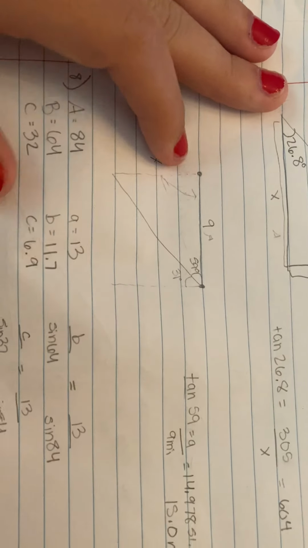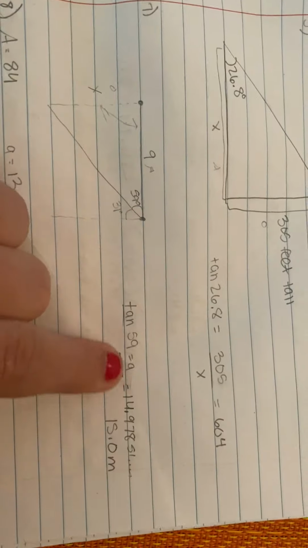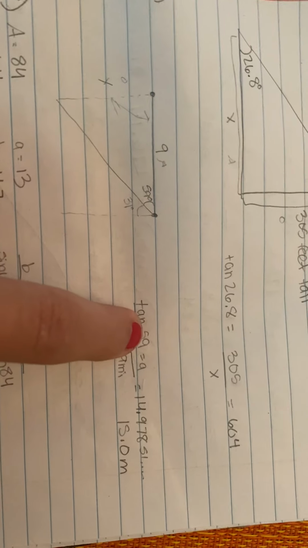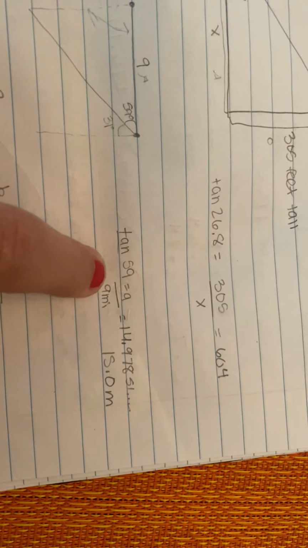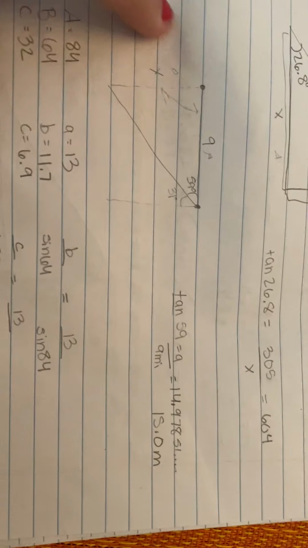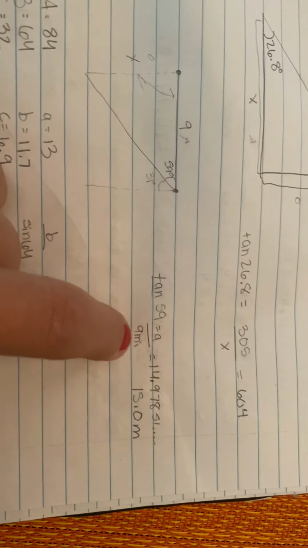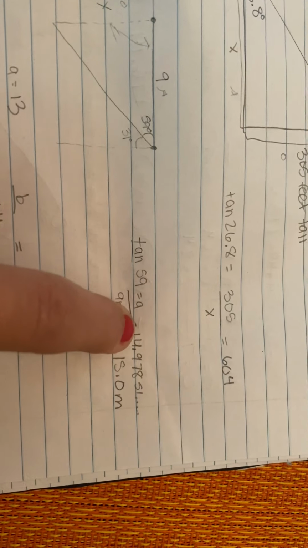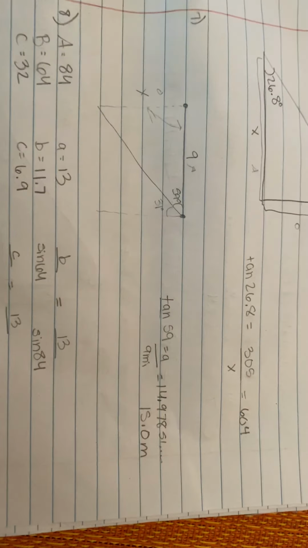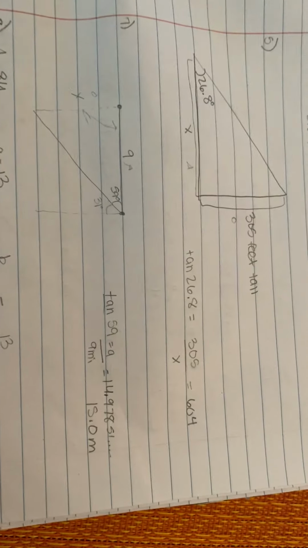So to find this side, I had to do the tangent, because I had to do opposite over adjacent. So I did tangent of 59 degrees equals that side over 9 miles. And so I ended up getting this long number, which rounded up to 15 miles. That's the next one. Number 8.